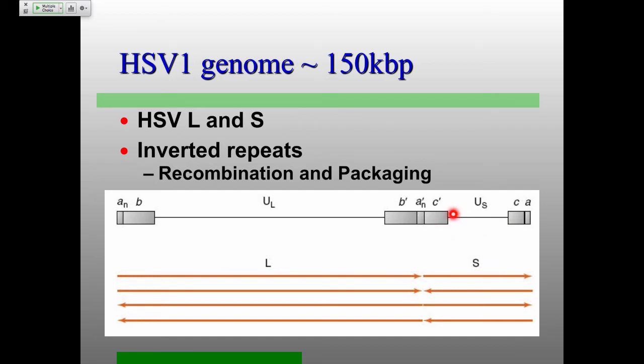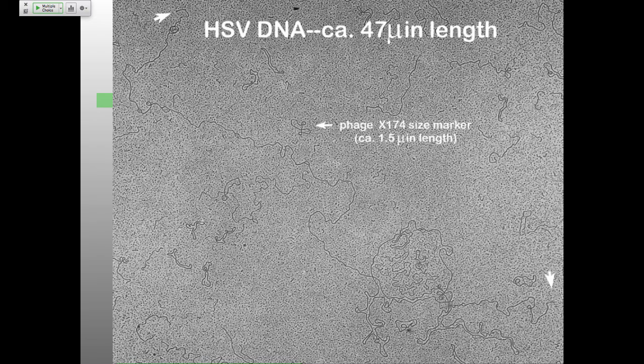So the small sequence has these inverted repeats at either end. The large sequence has these inverted repeats at either end. And this seems to be very important for packaging as well as the recombination purposes. If you look at the genome here, again, as a comparison purpose, it's a little hard to see, but this is phiX174, nice small size mark.